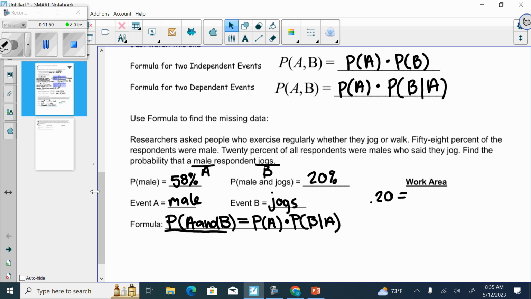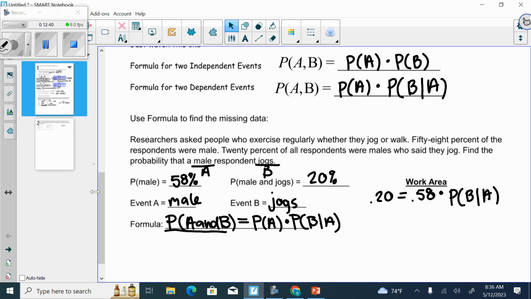All right? Then I've got the equal sign. Probability of A. Well, our event A is that it was a male. Do we have a number to plug in for that? 58%. Yeah, 0.58. Good. And I'm supposed to multiply this times the probability of B given A. That's the part we don't know. Okay? So we're saying, yes, this is the group. This is the likelihood that they are male and jogs, but we're wanting to know out of B only given that sample space A.